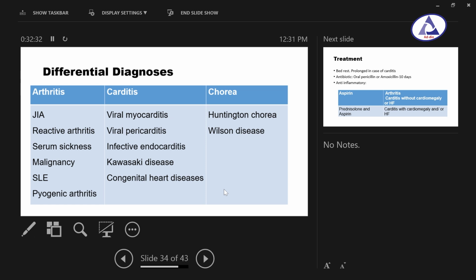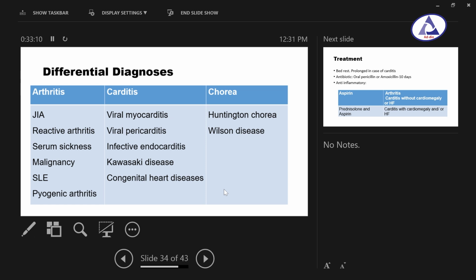So another is carditis. The child may present with only carditis, either a recurrence of rheumatic fever or the initial onset of indolent carditis. This comes to many differential diagnoses: viral myocarditis, viral pericarditis, infective endocarditis, Kawasaki disease, cardiomyopathy, congenital heart disease, something like that.